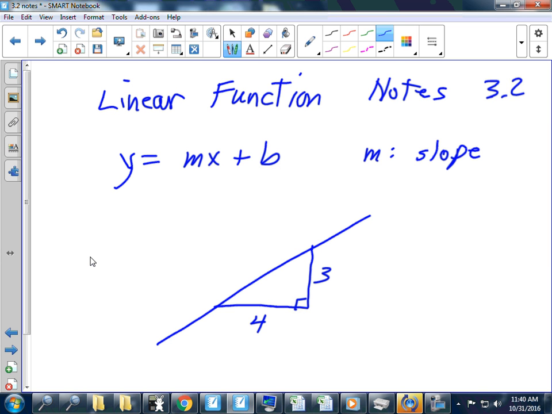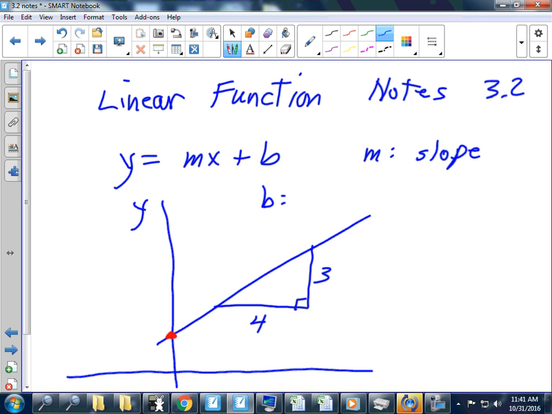Okay, this is really important. M was the slope, and what was B? What was B? We had that last year. Yeah, that's called the y-intercept.